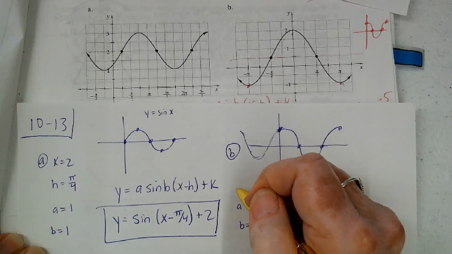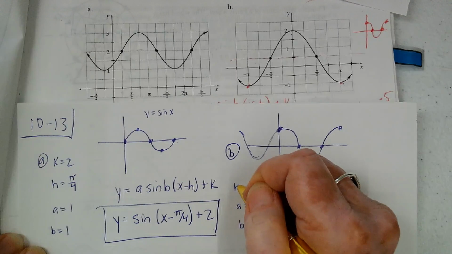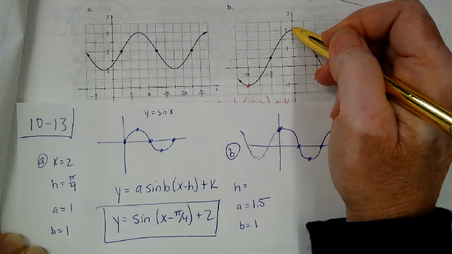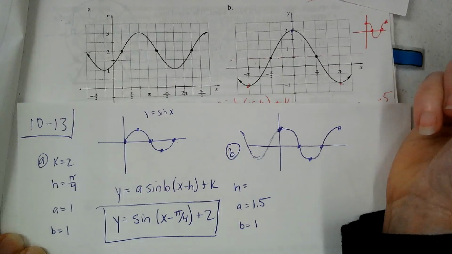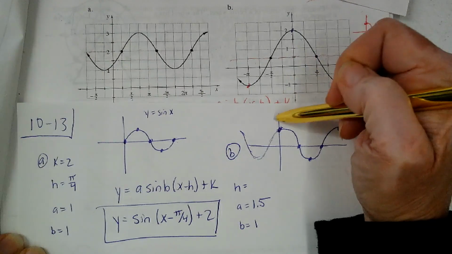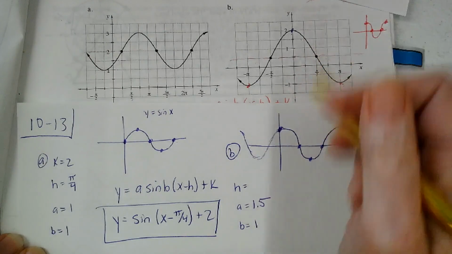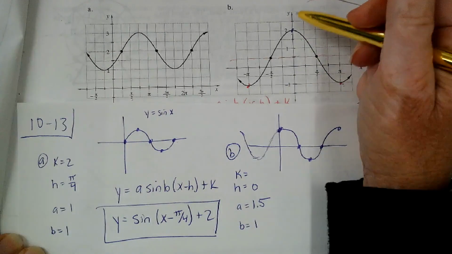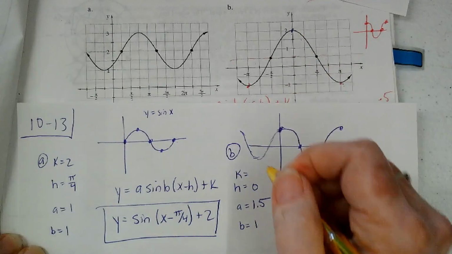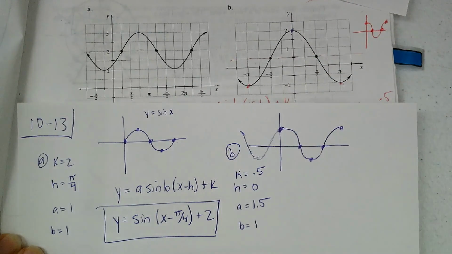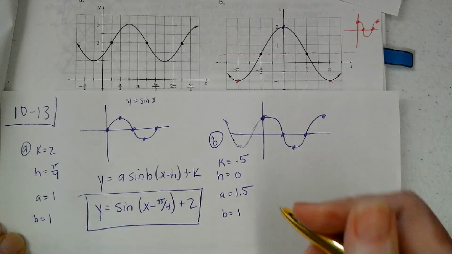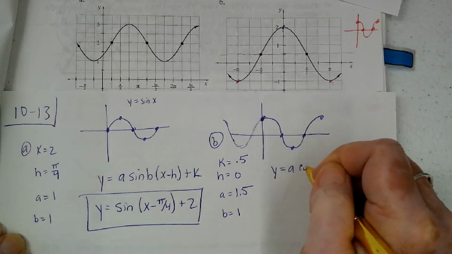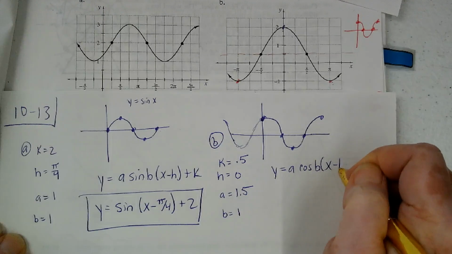And then H, I think H is just nothing, because the locator point is going to still be on the y-axis. And K, this thing is lifted up by 0.5, so K is going to be 0.5. I said I wanted to make this a cosine graph, and I know it goes like y equals a cosine b times x minus h plus k.